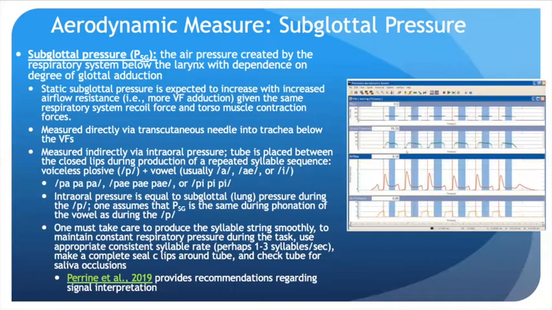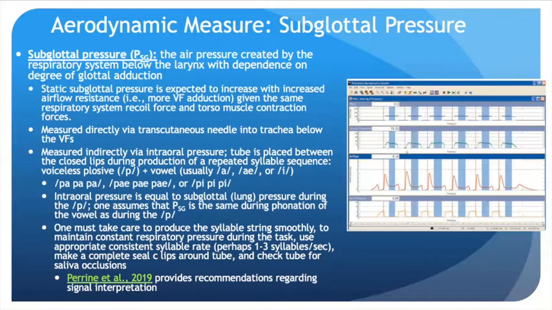Instead, we can indirectly measure subglottal pressure via intraoral pressure, via a very particular task. A tube is placed between the closed lips during production of a repeated syllable sequence: the voiceless plosive p plus a vowel, usually a or e. So pa, pa, pa, pa, pa. Because the intraoral pressure is equal to subglottal pressure during the p phoneme, one assumes that subglottal pressure is the same during the phonation as during the p phoneme.